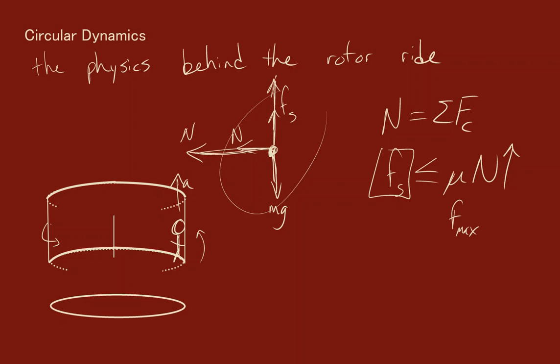So we can actually increase the speed of the ride, and it will be safer because that'll increase the maximum friction on you, ensuring that you stay put. The lower the speed, the lower the maximum can become, and that's where things get dangerous. So that's the physics behind those rotor rides.